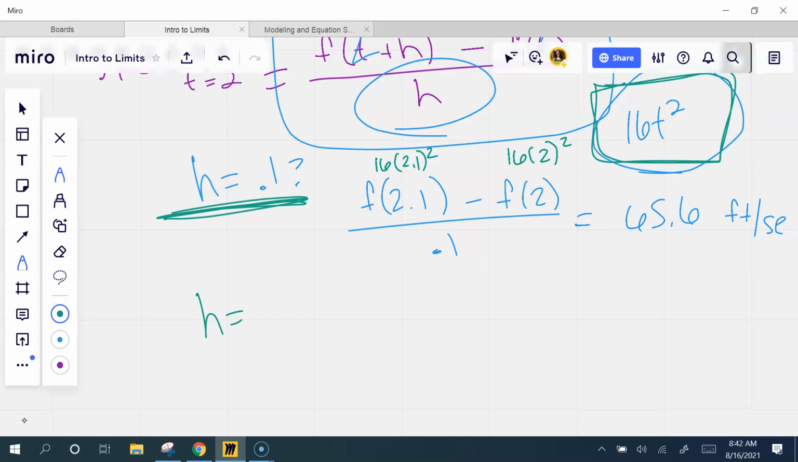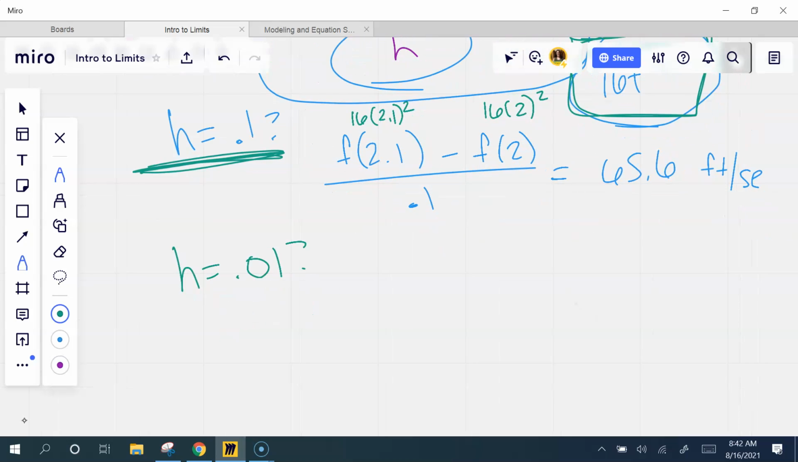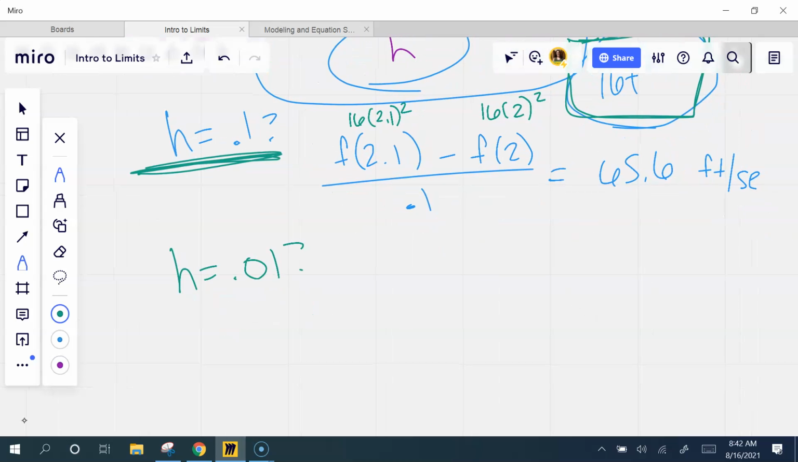What happens if it's 0.01? Then what? And then what happens if it's 0.001? We're doing it 2 more times. We might even do it more than that, until we can pick up a pattern with the numbers and see, is this value getting closer?